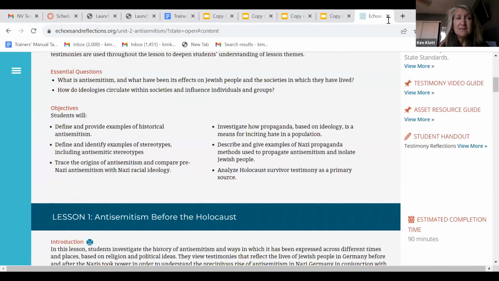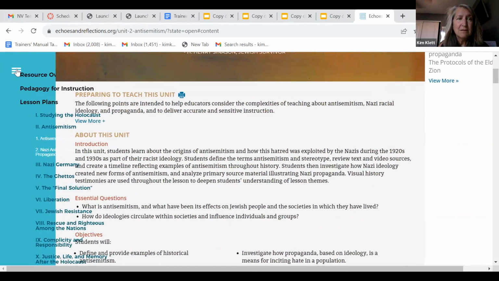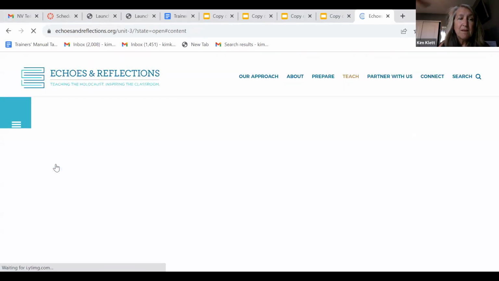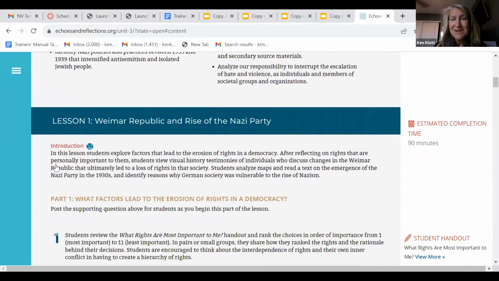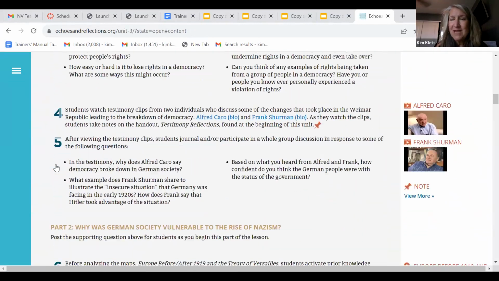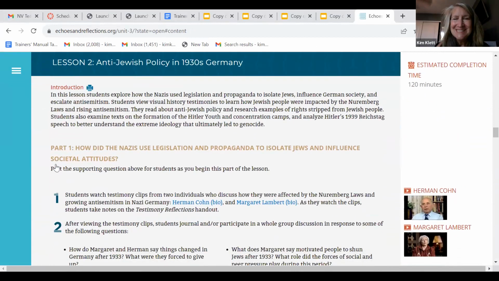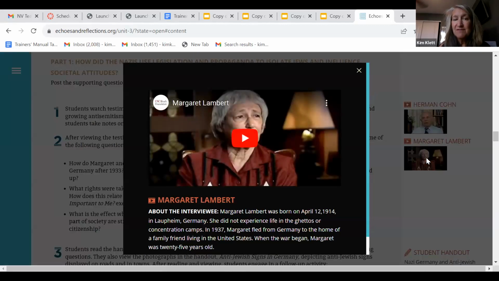So her next part is actually in the next unit. So I'm going to go over here to this little hamburger thing, and we're going to go to Unit 3 for Nazi Germany. And not all of the survivors are in different units, and not all of them have more than one testimony, but Margaret does. And this way you can kind of see we have maps, all kinds of great things in this unit as well. But here's Margaret again. And now she's going to talk about how things did change after 1933 for her.